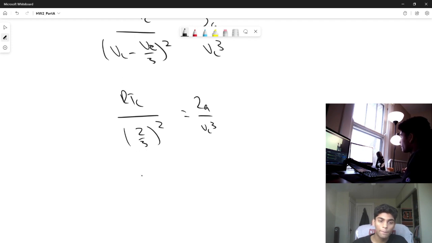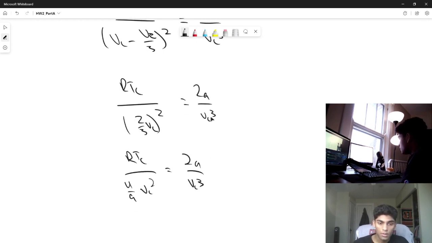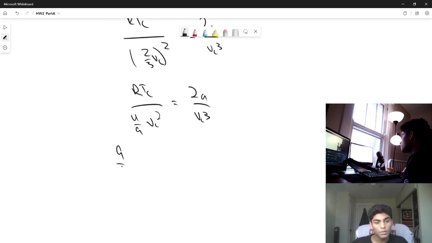So let's go ahead and square both of those. So it's going to be RTc over 4/9 Vc squared equals 2a over Vc cubed, otherwise known as 9/4 times RTc over Vc squared equals 2a over Vc cubed. Now we can go through and cancel out our Vc terms. Let me get my red pen for that. That's going to be 1.